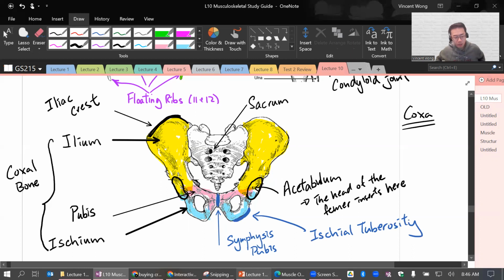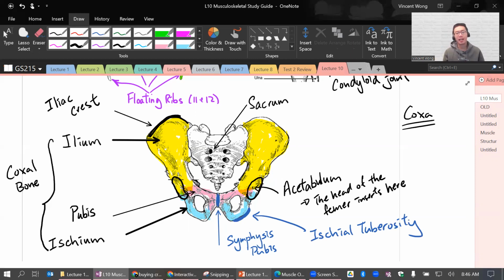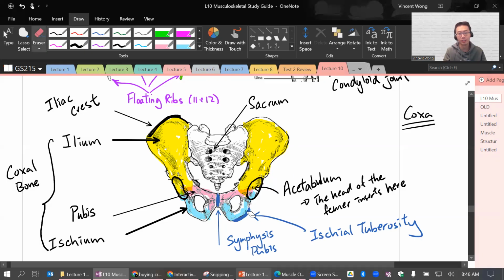My younger daughter is kind of skinny, so whenever she sits on my lap, I can literally feel her butt bone, right? The butt bone is the ischial tuberosity.